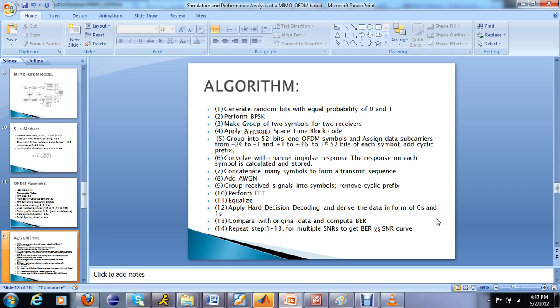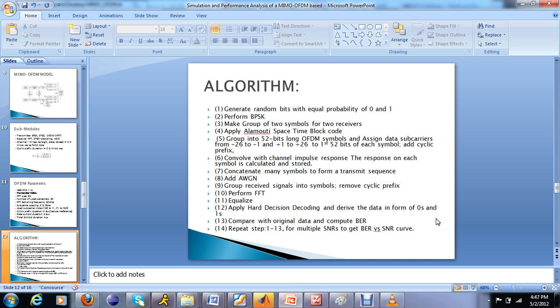After that, they come to the receiver, and at the receiver first the cyclic prefix is removed, and then FFT is performed, that is OFDM demodulation is done, and then equalization is done, that is the space-time block coded decoding. After that, it is fed to a decision device where it performs hard decision decoding on the data, and the output is the data estimate. Then the data estimate is compared with the original data, and the number of data that don't match the original data, divided by the total number of data, gives me the BER.